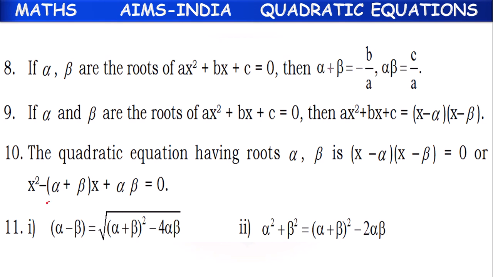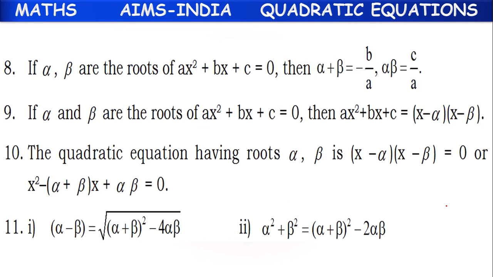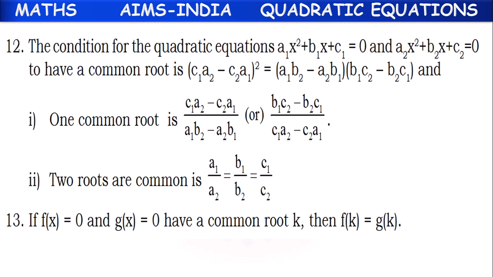So we have formulas for alpha plus beta and alpha beta. In the same way, we can derive formulas for alpha minus beta, the difference of roots, equal to the root of alpha plus beta whole square minus 4 alpha beta, or alpha square plus beta square equal to alpha plus beta whole square minus 2 alpha beta. We can make use of these formulas while solving the problems.